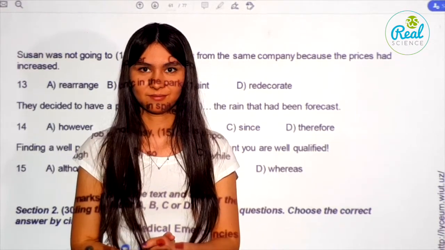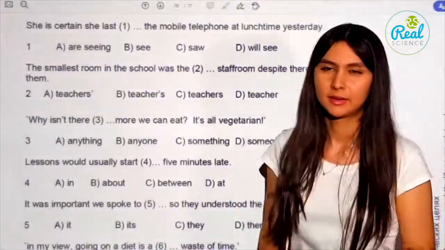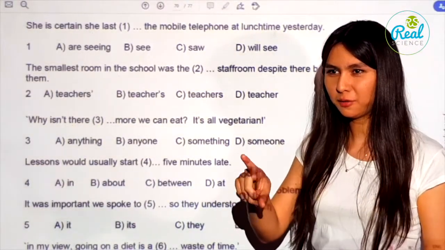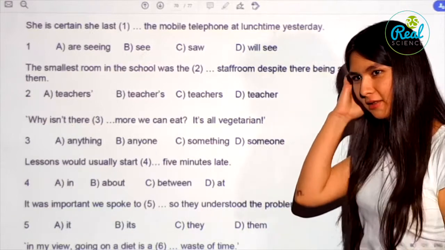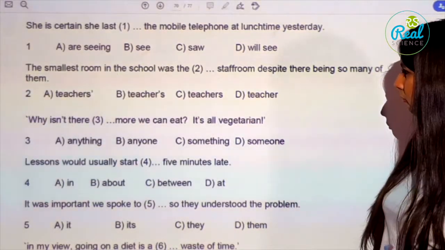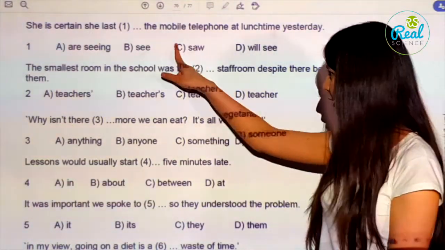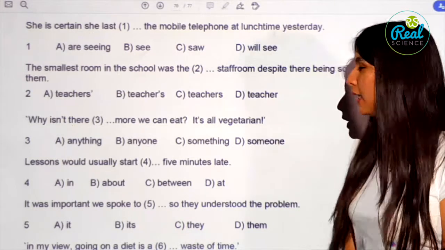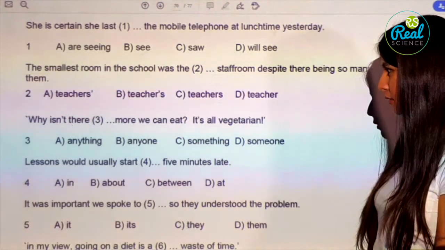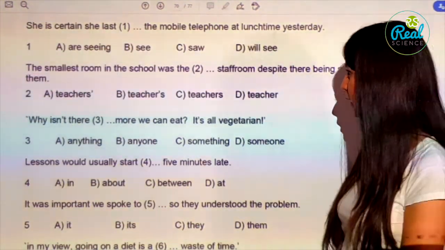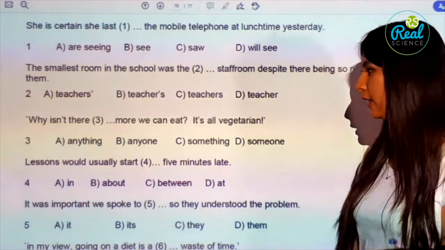And what time does the lesson... Can I? Yes. Read, boys. Who told "can I" first? One of the boys. Read. She's certain she last saw the mobile phone at lunchtime yesterday. So, yes, the correct option is so. Second one. I can. Yes. The smallest room in the school was the teachers' staff room. It's A. The teachers' staff room. Correct.